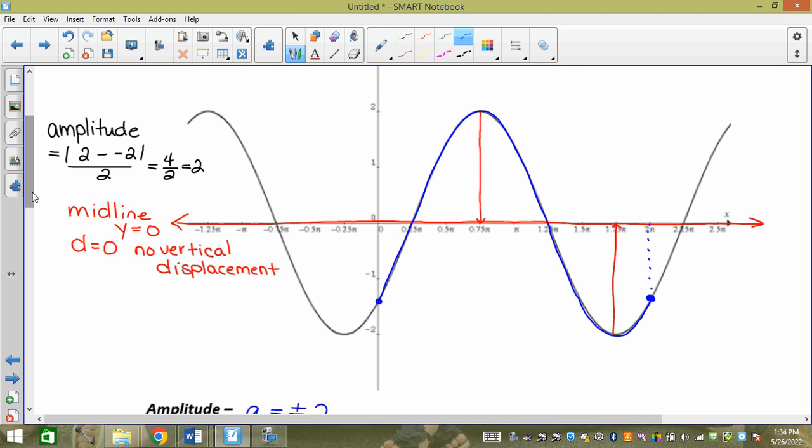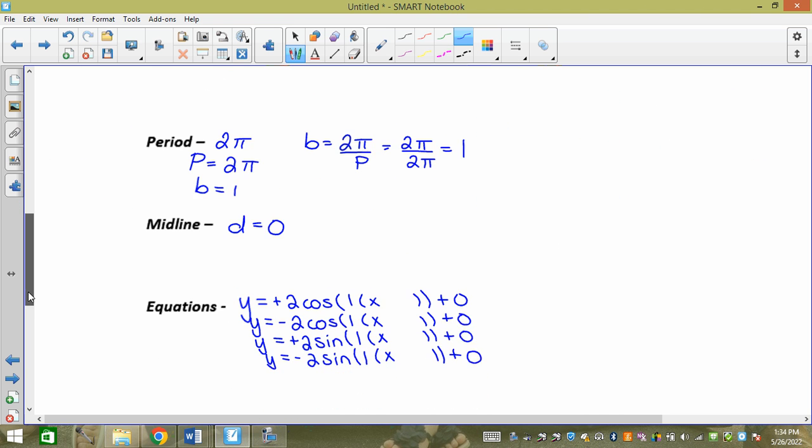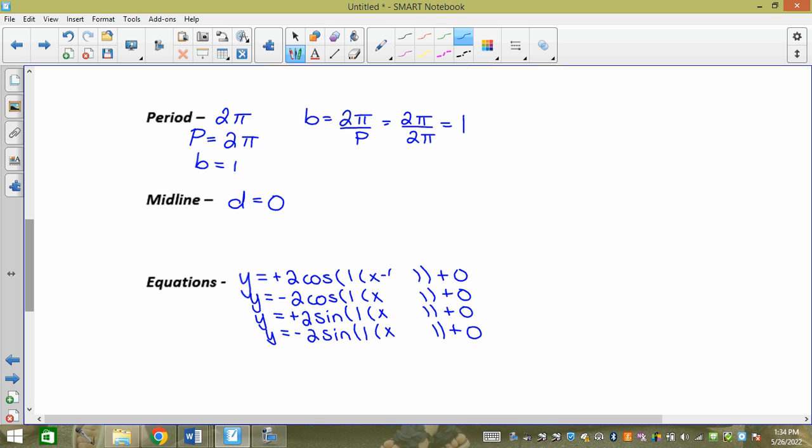Where is my maximum? Is it on it? Where is it? It's 0.75 pi to the what? Which way did it move? Right. How do I put that in here? Minus 0.75 pi. Done. Pretty easy to make your C value, isn't it? Because I just moved it that much to the right.